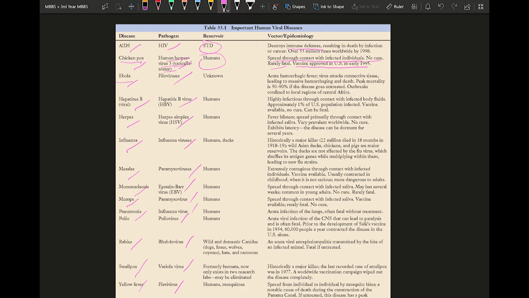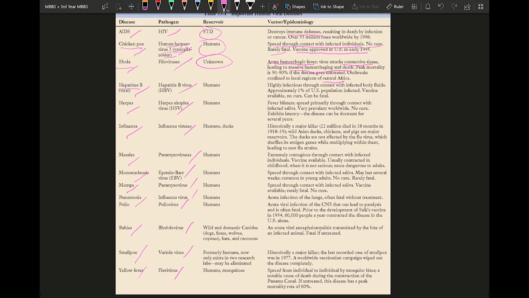Again, Ebola reservoir is unknown. It causes acute hemorrhagic fever, and then it attacks the connective tissue, leading to massive hemorrhage and death. This is more common in areas of Central Africa. Then hepatitis B. This is a highly infectious condition which is transmitted via needle stick injuries or blood transfusion, or it can also be sexually transmitted. This is a very prevalent condition, and there's a vaccine present against this also.